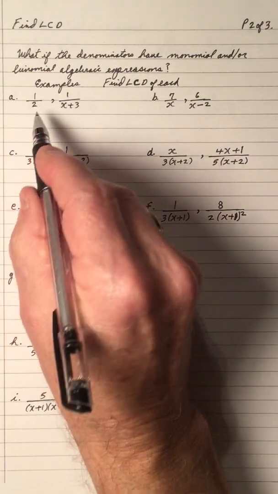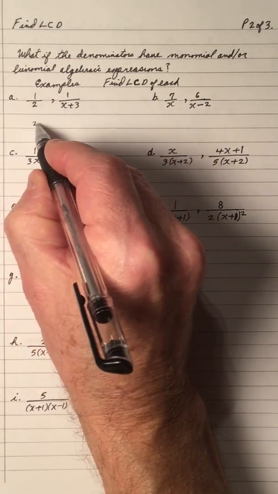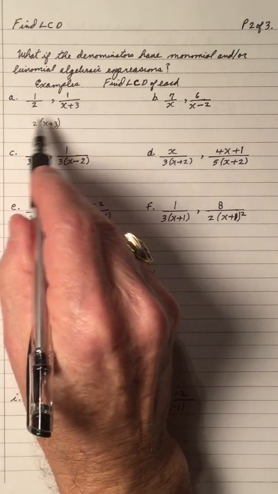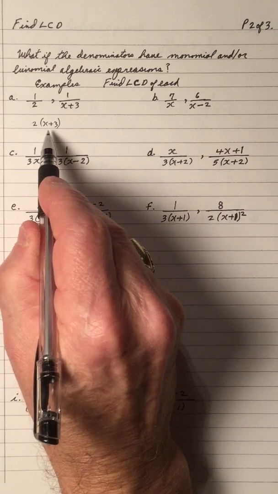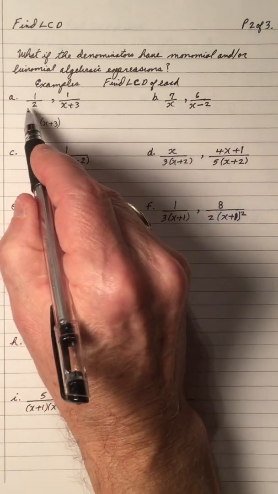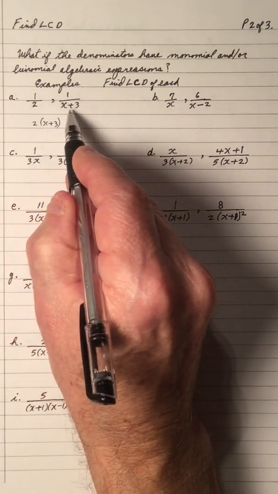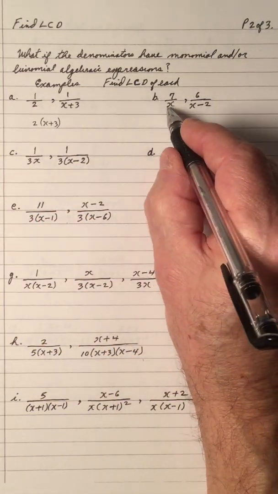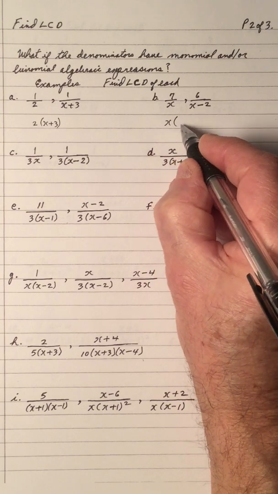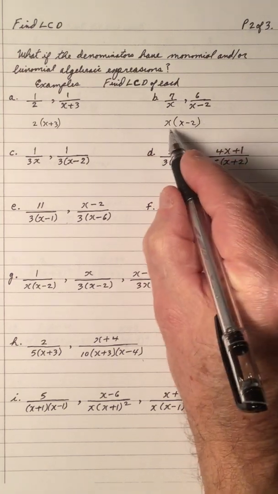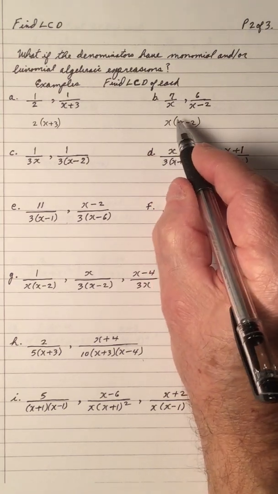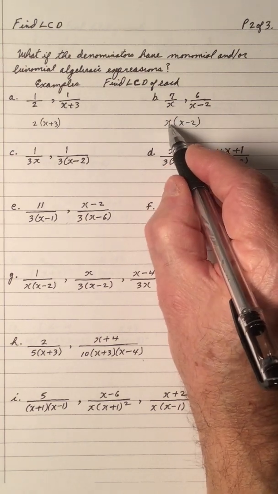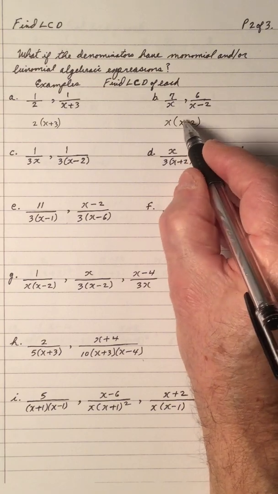So I have a monomial of a 2 and I have a binomial of x plus 3. So the LCD must be 2 times x plus 3. 2 is in here and x plus 3 is in here as factors. B, I have a monomial of an x. I have a binomial of x minus 2. They're two different factors, so the LCD is the product of these two. So x is in here and x minus 2 is here.